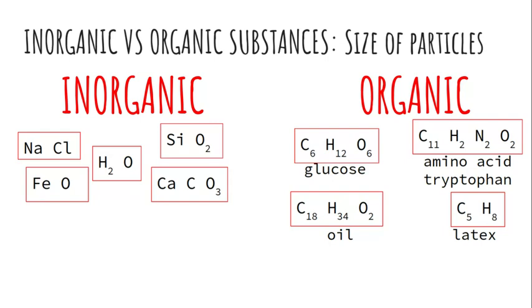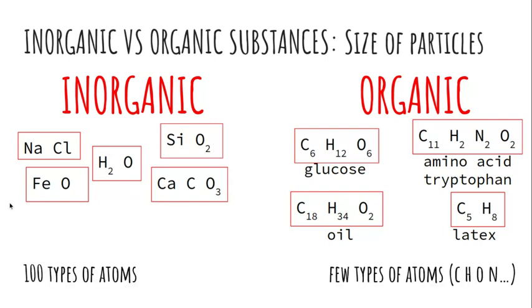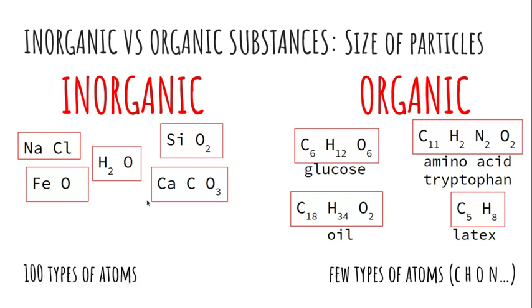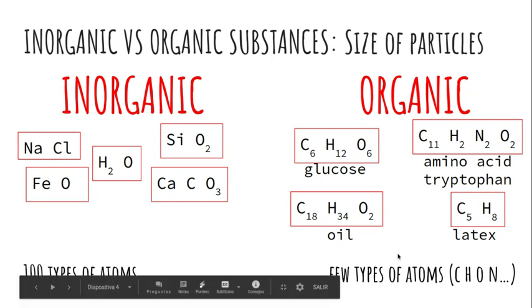What is the conclusion out of this comparison? That inorganic molecules are combinations of any kind of atom, and there are 100 different types of atoms in the universe, in nature, that you can see in what we call the periodic table of the elements, and you can combine them in many different ways, and so there is an enormous variety of combinations of atoms of different type.